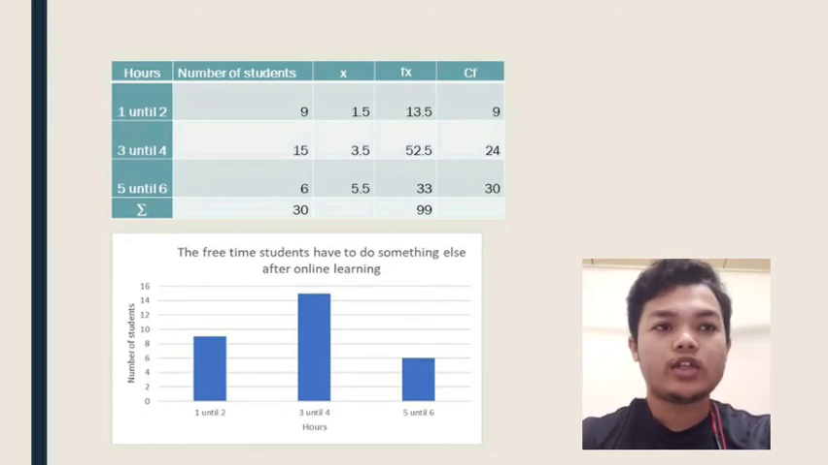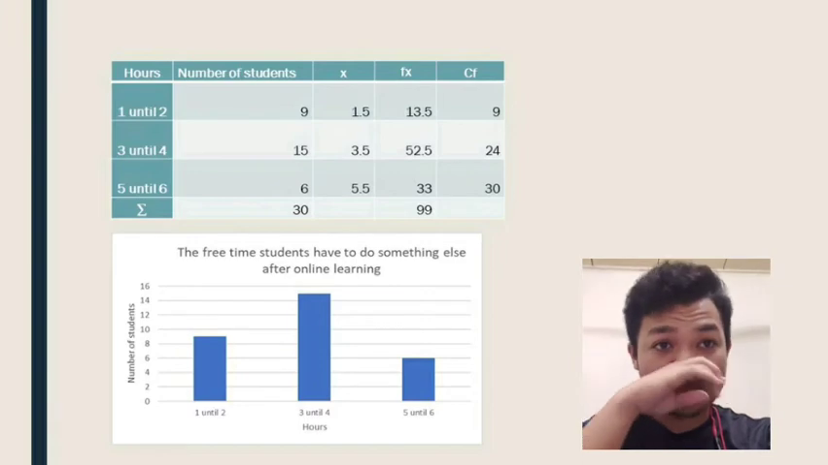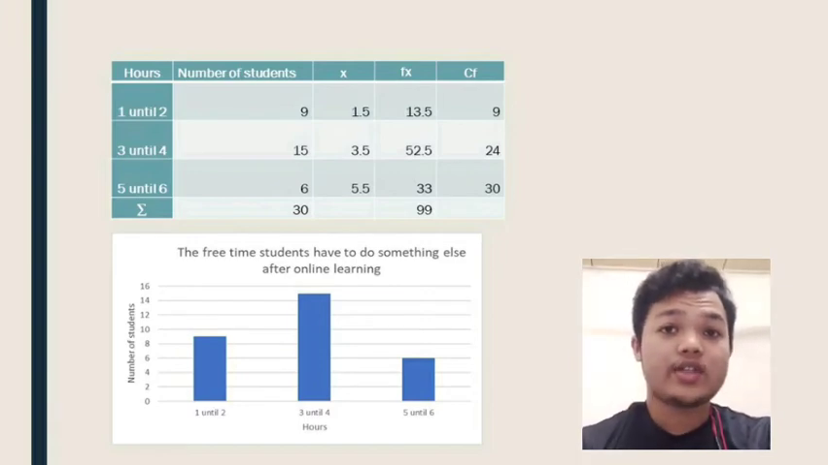Now I would like to talk about question 3. The question is, how much free time do you have to do something else after an online learning session? The title of the graph is the free time students have to do something else after online learning. The x-axis is hours and the y-axis is number of students. As we can see in question 3, most students have free time to do something else of about 3 to 4 hours each day after online learning.